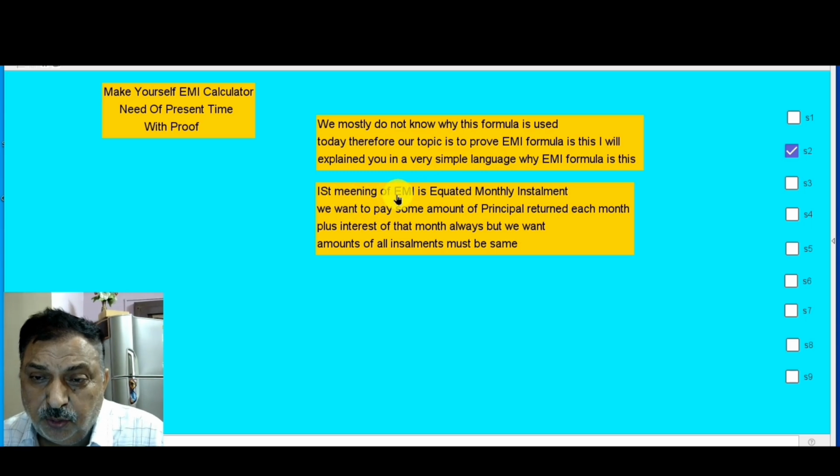First, the meaning of EMI is equated monthly installment. We want to pay some amount of principal returned each month plus interest of that month always, but we want the amount of all installments to be the same. EMI means equated monthly installments, where we pay an equal amount of money each month, which includes principal and interest.